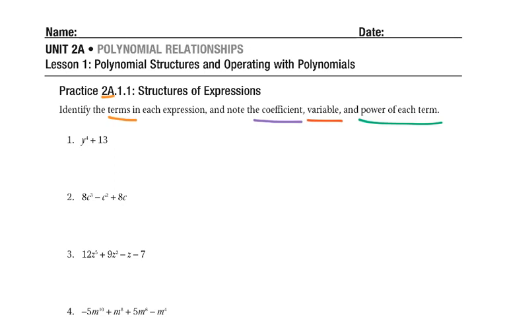Okay? So, if we're taking a look at this, we've got two terms right here, right? Y to the fourth and 13. So our terms would be y to the fourth and 13. So we have two terms. Now, do we have any coefficients? Remember, a coefficient is the number multiplied by a variable. So we could say that 1 here is our coefficient because it's technically 1y to the fourth. But we really don't need to say that. The variable, obviously, is y.